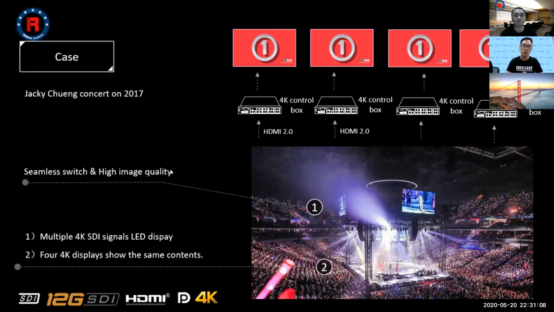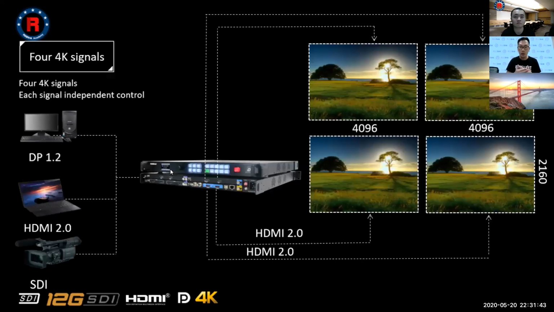How do we realize four outputs showing the same content? You can select the standard operation mode and choose the option DP 1.2, so the four outputs will show the same content. Now let me show you how it realizes the application. Default can support four 4K signal inputs and switching. Each of them can be switched to different content. And the switch effect is a seamless switch.